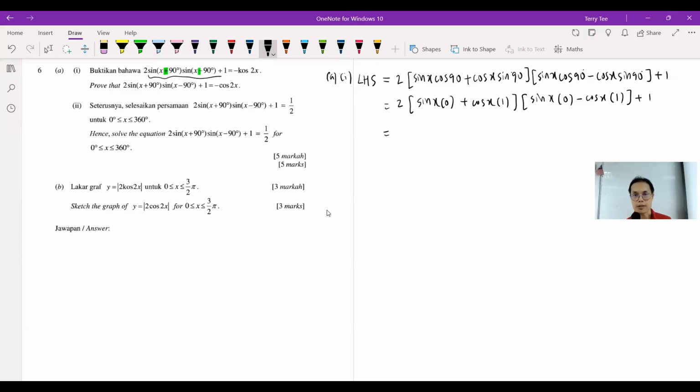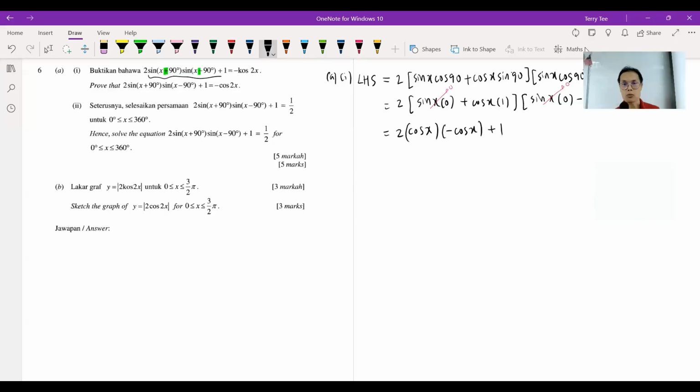So let's simplify this further. This is 2 cos x, right? Let me write cos x. The sine x times 0 is still 0. This is cos x. Okay. There is another negative cos x because this part here is 0, this is 0, right? So we continue with a plus 1. Now, from here on, we can just put them together. This is minus 2 cos square x plus 1. However, if you look at the right-hand side, this is cos 2x. Yeah, we know from the basic identity, the double angle formula for cos.